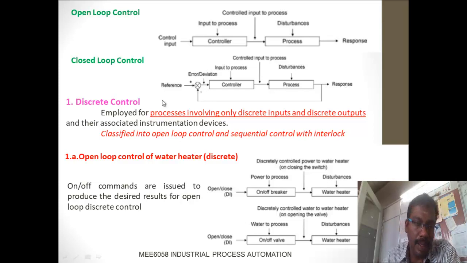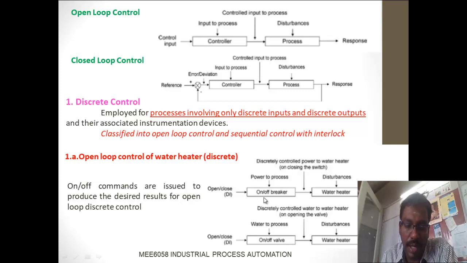Actually there are two types of controls: discrete control process and continuous control process. A discrete control process is employed for processes involving only discrete inputs and discrete outputs. That means, for example, an on-off. We have a relay, as you know, an electromechanical relay. It switches on or off.